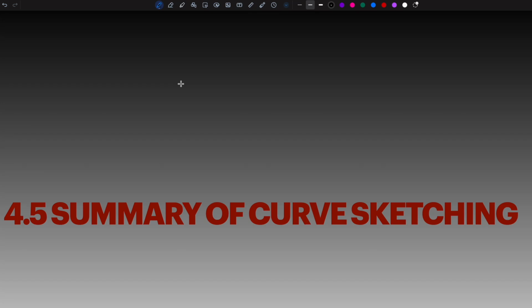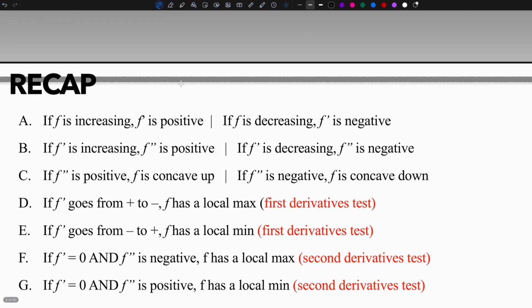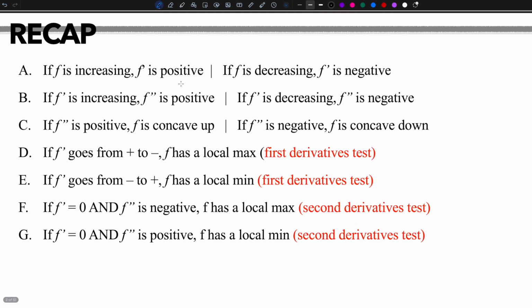In this video, we are going to sketch curves based off of first and second derivatives. So let's discuss some recaps that we have learned first. If a function is increasing, then its derivative is going to be positive. So if a function is going up, then the derivative is going to be positive numbers.